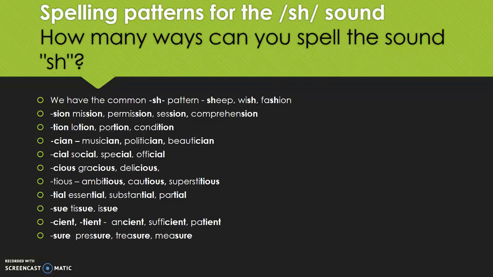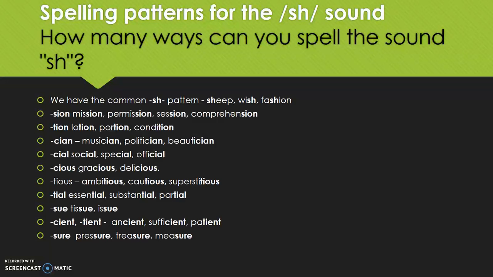All right, students, I hope you got those transition words okay. I'm going to go ahead with part 2 of today's lesson. Let's review the spelling patterns for the sh sound. How many ways can you spell the sh sound? Well, there are many ways to spell the sh sound.